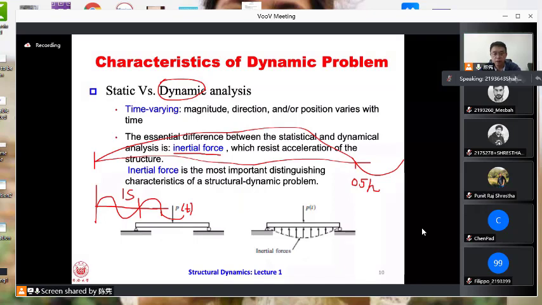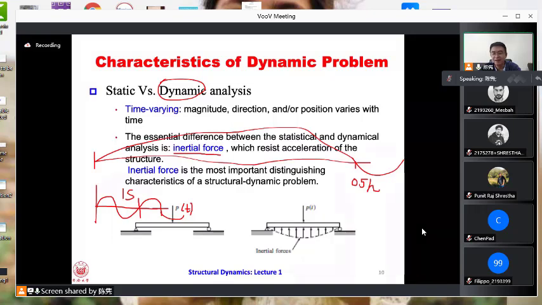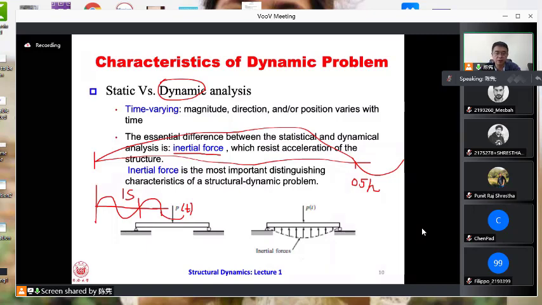Respected professor, I have one question. How can we decide whether this load can be converted into a static load or treated as dynamic? Means, how can we decide about the timing, whether it's slower or faster? I think I have answered this question: you just compare to the dynamic property of the structure to decide whether it's a slow or fast loading, whether you can treat it as static or dynamic. It depends on the structure you analyze.